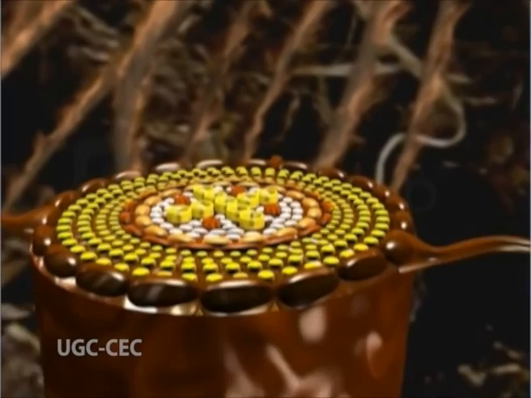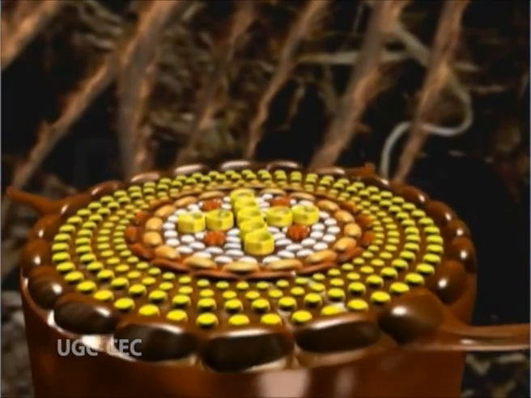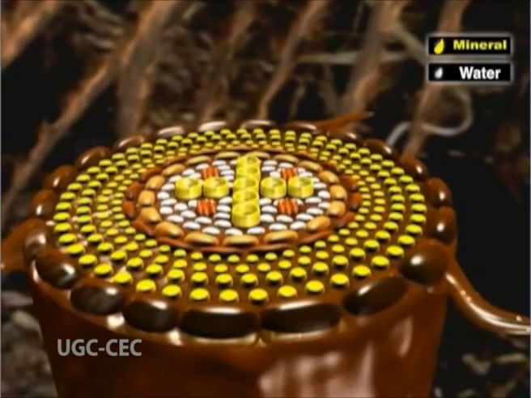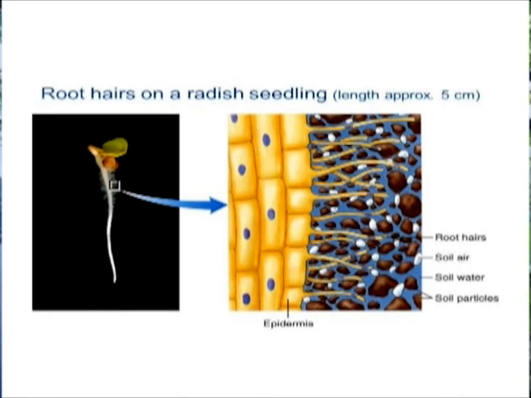The epiblemma bears a large number of unicellular root hairs, and the cells which give rise to root hairs are known as trichoblasts. The root hairs absorb water and minerals from the soil and also provide anchorage to the plant.